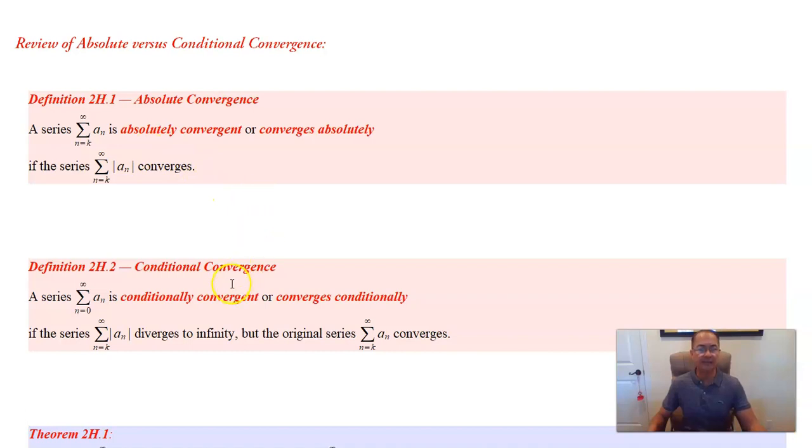On the other hand, if you do that process but you get a divergent series, in which case it's going to diverge to infinity, but the original series still converges, maybe it's an alternating series, you can apply the alternating series test and it passes that, so it converges. Then we say that the series is only conditionally convergent.